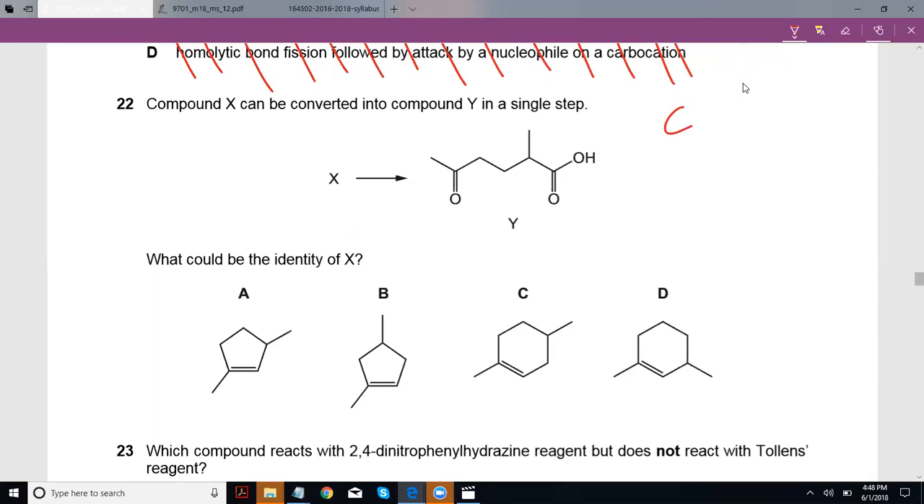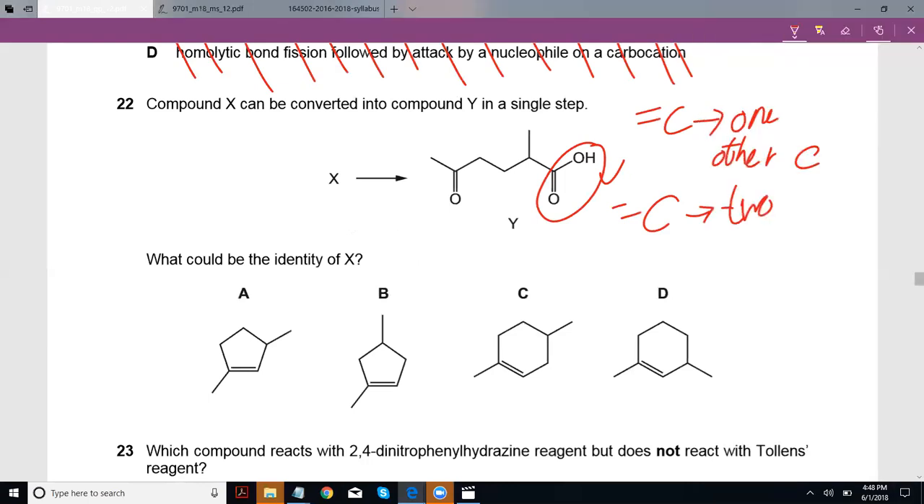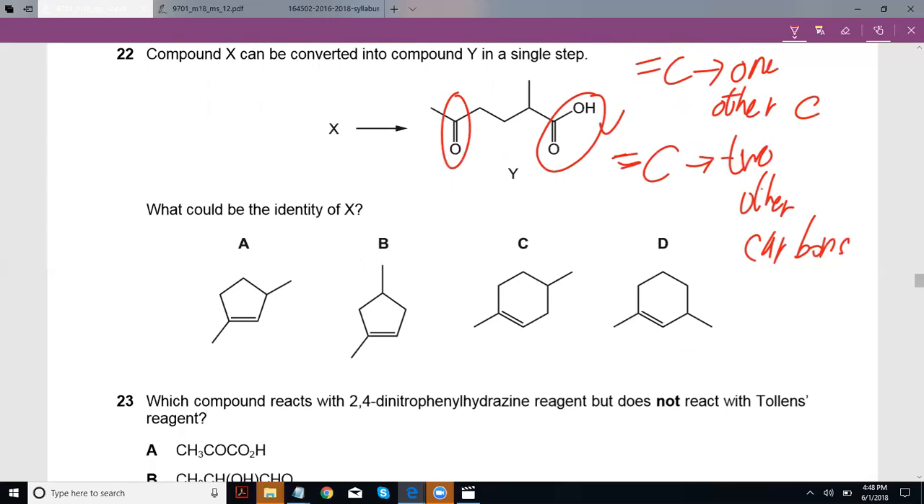Now, if the double bonded carbon is bonded to only one other carbon, then you get your carboxylic acid. So that's the case of one thing here. If the double bonded carbon is bonded to two other carbons, you get a ketone, which is exactly what you have here. So that's what you're going to be looking for. Now you need a carbon that is bonded to one other carbon, and I believe that's true for all options. So that doesn't give us much.